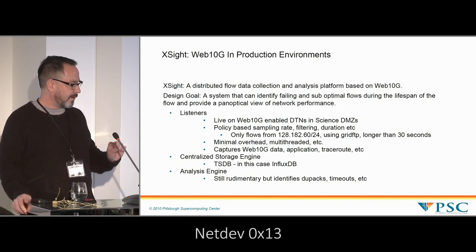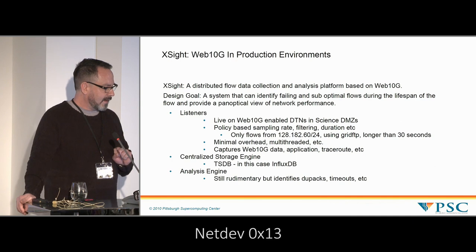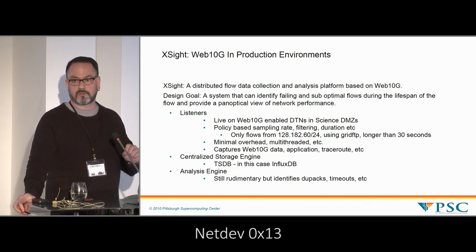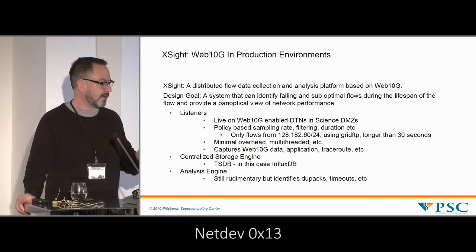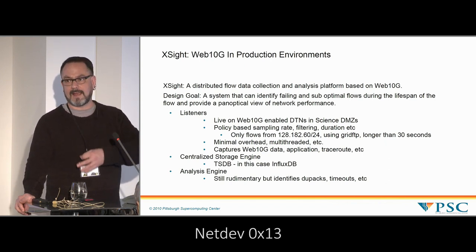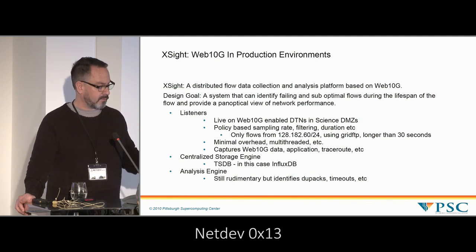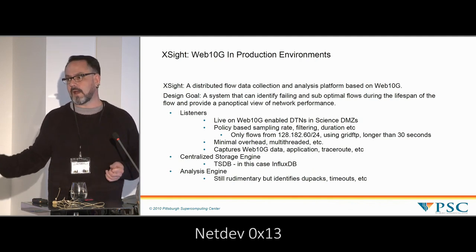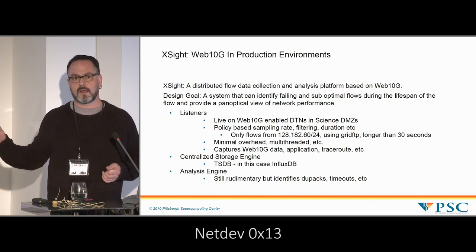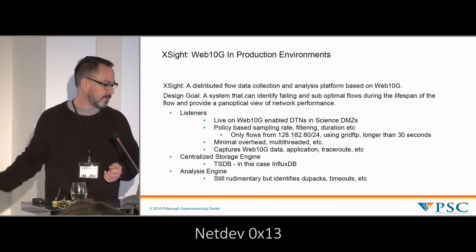Yes, I move very quickly at this point. We do policy-based sampling, filtering, duration, things like that. So what we can do is we only want to look at flows that are originating from one specific subnet, that are only using a specific application, in this case GridFTP, and the flow has to last longer than 30 seconds before we start collecting data on it and incorporating that into our database.